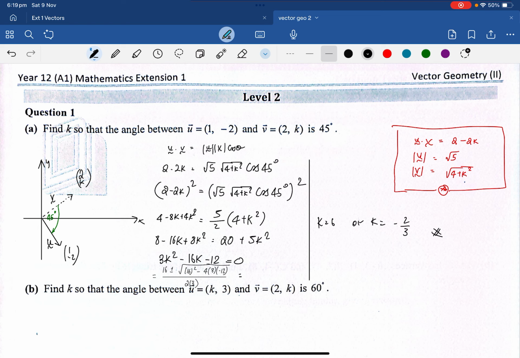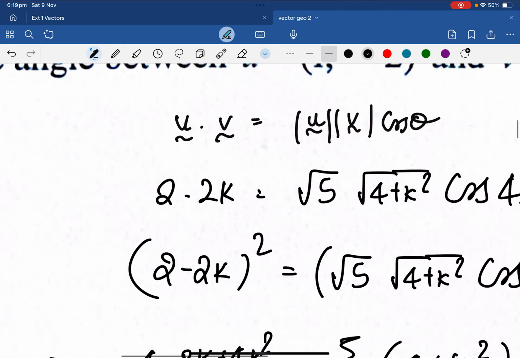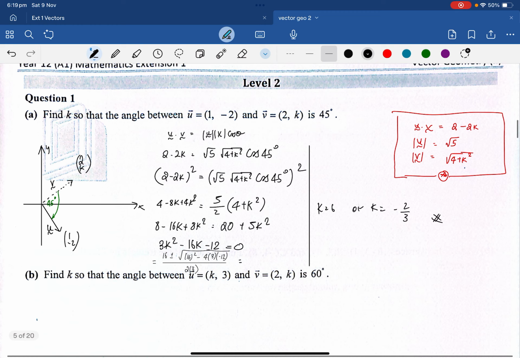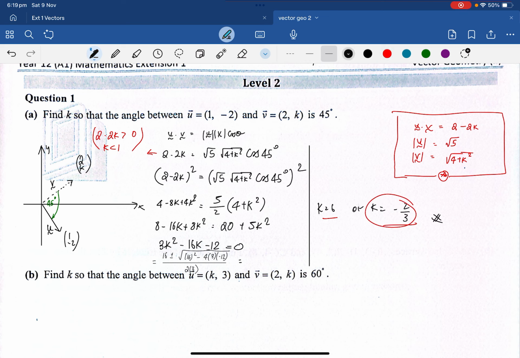There are multiple ways that you can go about checking this, but the easiest and the smartest way to do it is, see this 2 minus 2k? This has to be greater than 0. Righty? Why? Well, I don't know yet, but this has to be greater than 0. So then k has to be less than 1 by that logic. So in our two options, the only value of k less than 1 is this value. Therefore, our k is equal to minus 2 on 3.